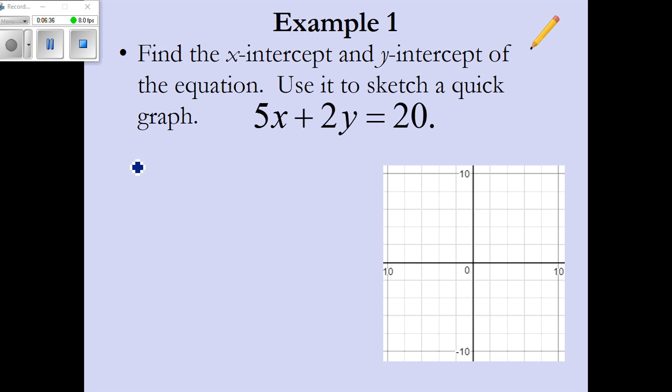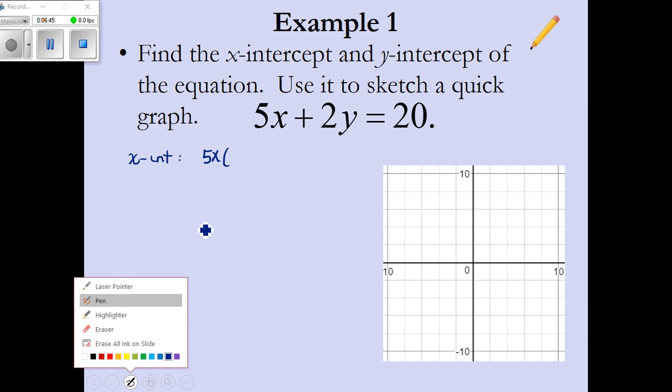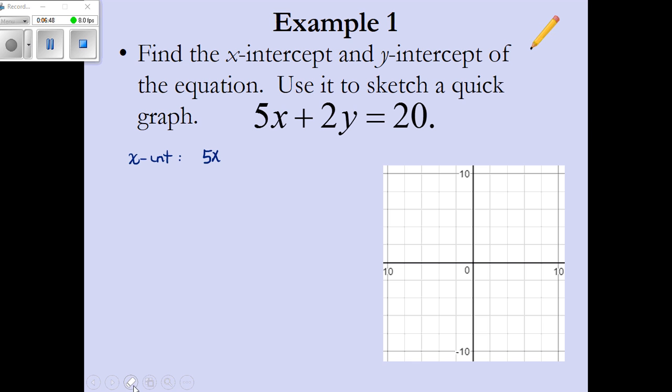Okay, so the first thing I'm going to do is find my x-intercept. Okay, so I plug 0, oops, I needed a plus sign there, sorry. I plug 0 in for y. So when you want the x-intercept, you got to make y equals 0. So 5x equals 20. Divide both sides by 5, and you get x equals 4. So therefore, the x-intercept is 4, 0.